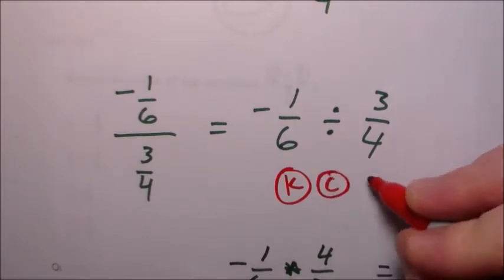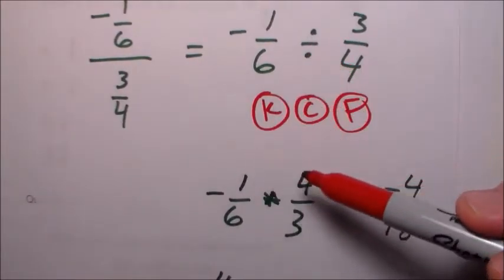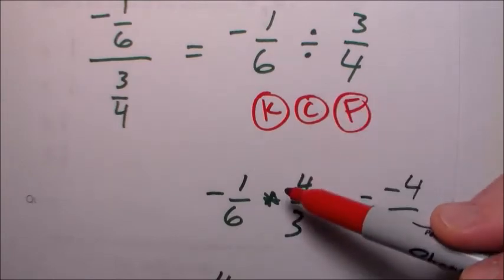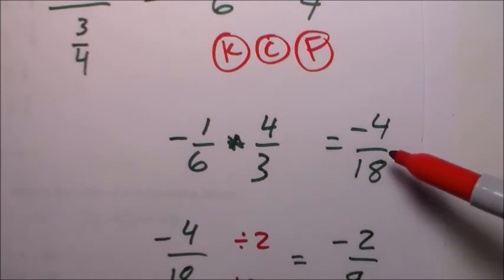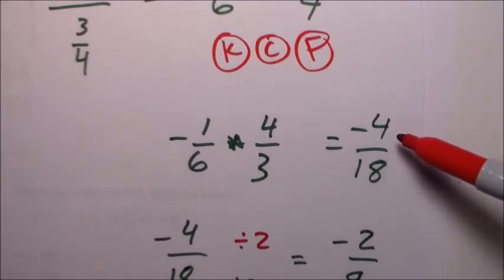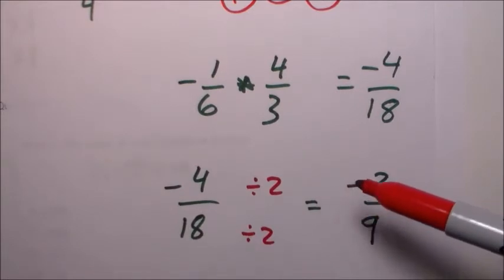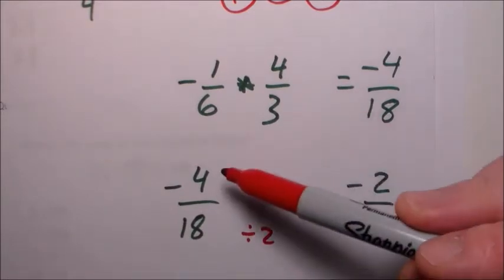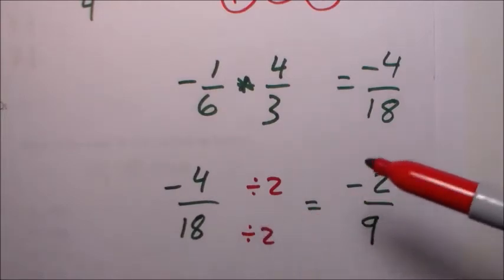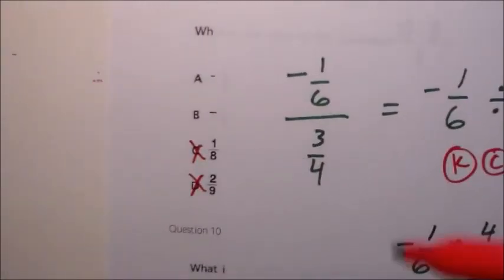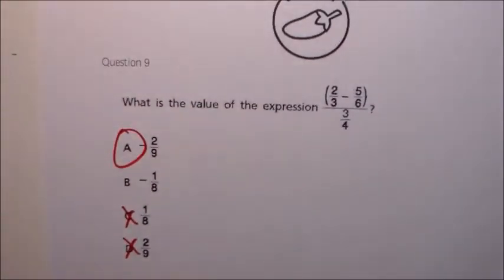We just keep, change, flip. We keep 1/6, negative 1/6. We change division to a multiplication. We flip 3/4 to 4/3. We multiply through and we get negative 4/18. We simplify that by dividing the numerator and the denominator by 2. We get negative 4 divided by 2 is negative 2. 18 divided by 2 is 9. And there we are, negative 2/9. That's our answer. And we're good to go.